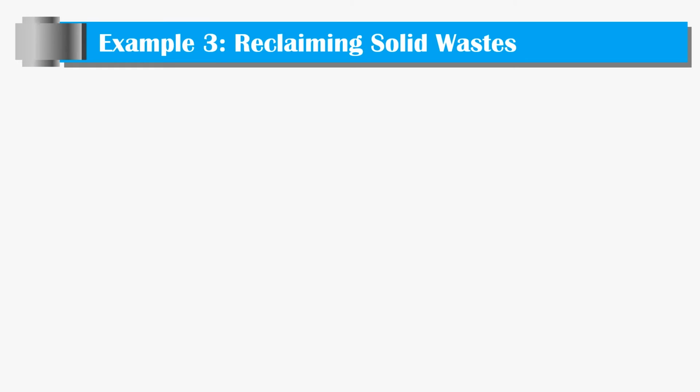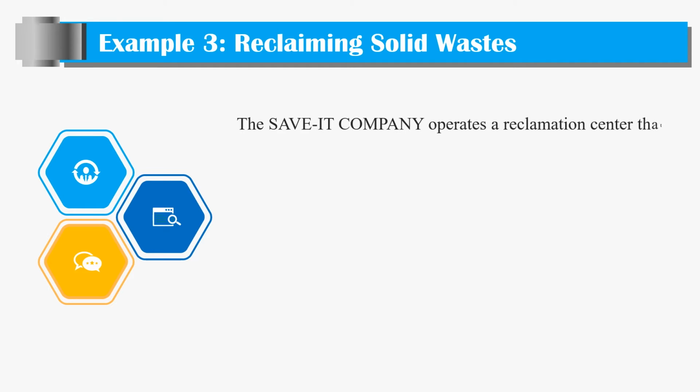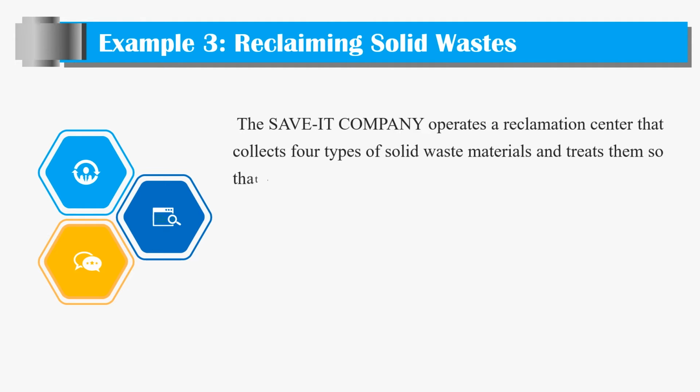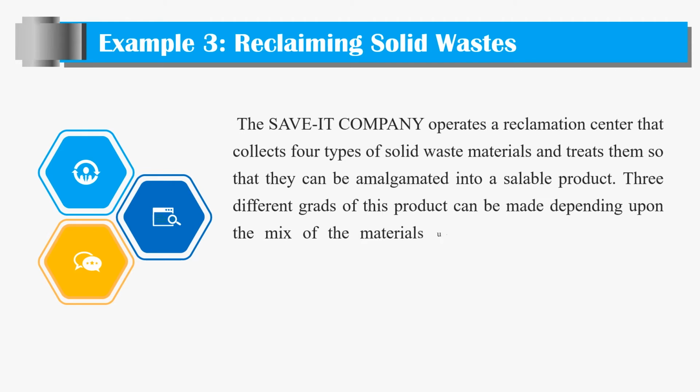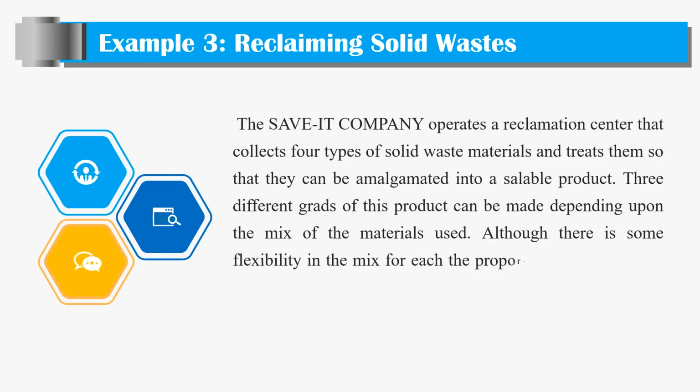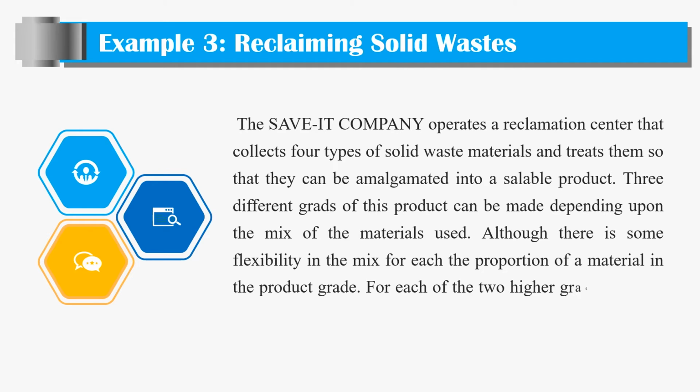Now we introduce example 3, requirements of solid waste. The sewage company operates a reclamation center that collects 4 types of solid waste materials and treats them so that they can be amalgamated into a saleable product. 3 different grades of this product can be made depending upon the mix of the materials used, although there is some flexibility in the mix for each grade. For each of the 2 higher grades, a fixed percentage is specified for one of the materials.